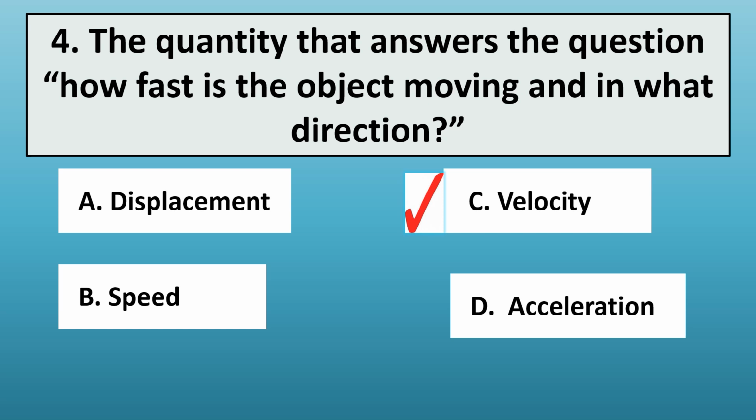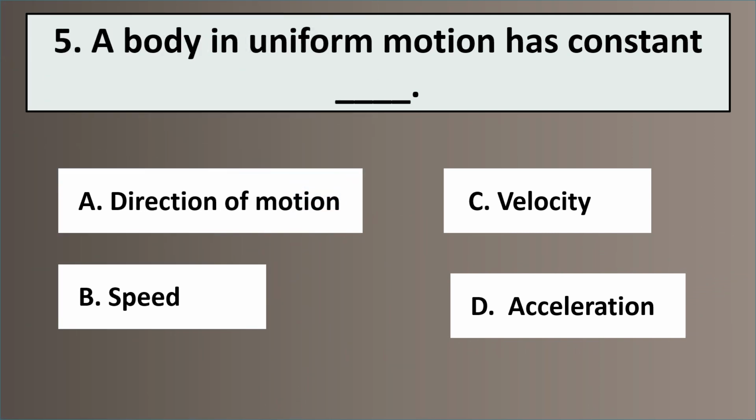Moving on to number 5, a body in uniform motion has constant blank. Is it direction of motion? Is it speed? Is it velocity? Or is it acceleration? So in this question, the key word is uniform motion. Okay? So what quantity is constant when we say uniform motion?